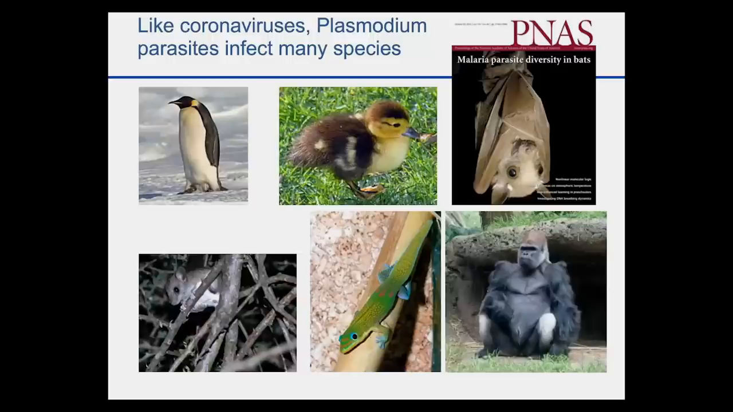Now, an interesting feature about malaria parasites is that they can infect many different species. So there's over 170 different Plasmodium species, and some of them affect penguins, some of them affect ducks. Like coronaviruses, they can also be found in bats and in mice, and there's a gecko, and also in gorillas and chimpanzees. And there might be even more Plasmodium species than documented. It's probable that we just haven't looked hard enough.